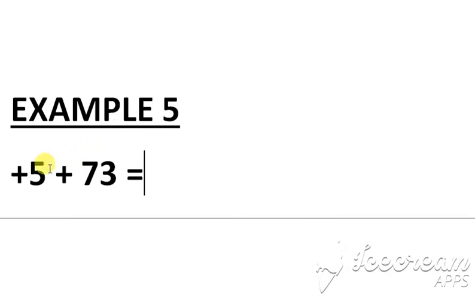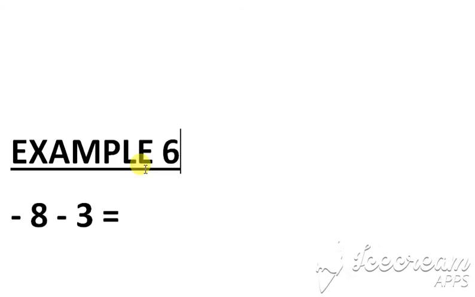So let's look at example 5. Example 5 says this is very simple. Positive, positive. So your final answer will be what? Positive. And 5 plus 73 is what? It's 78.